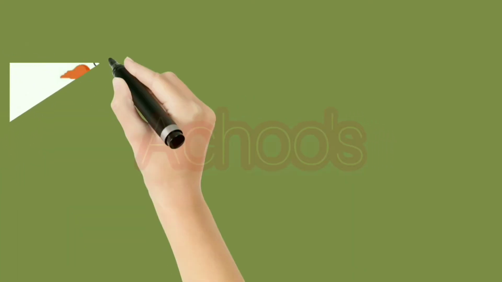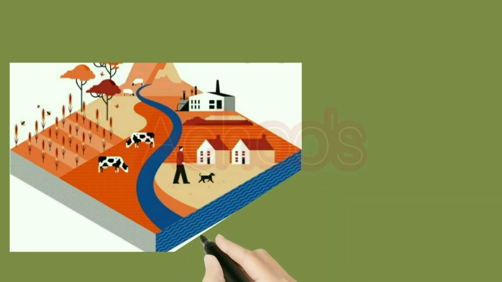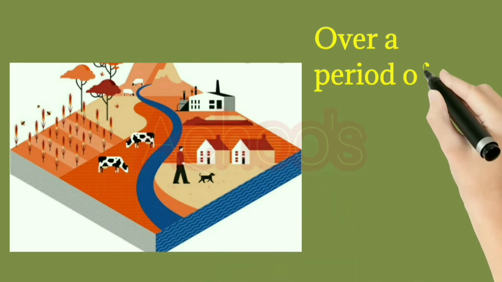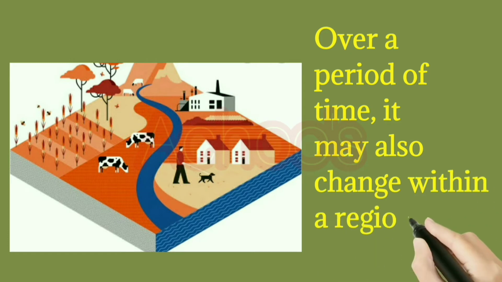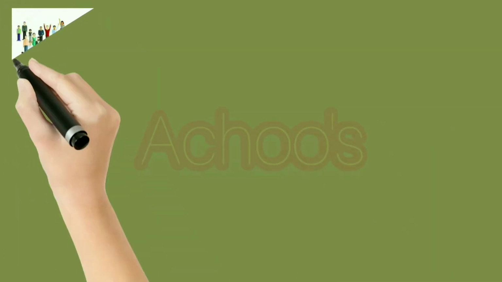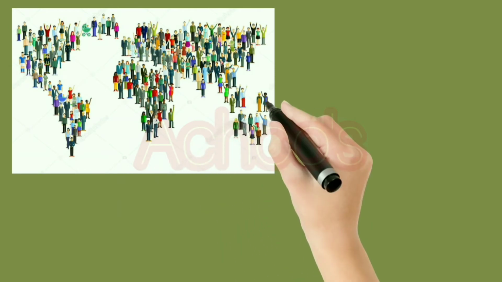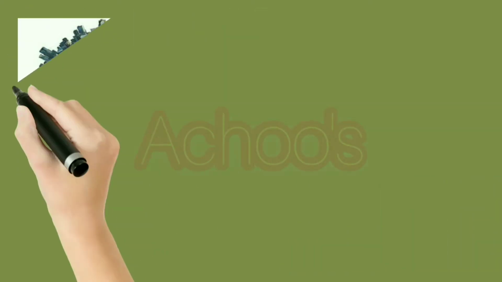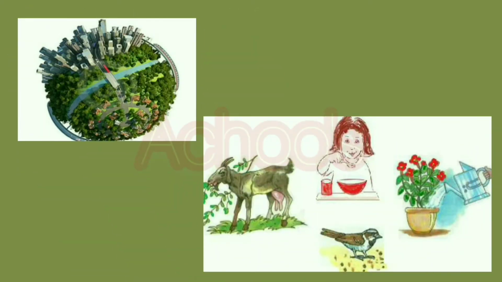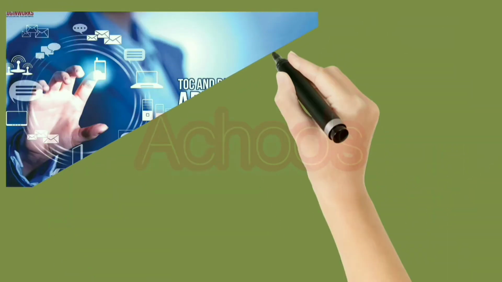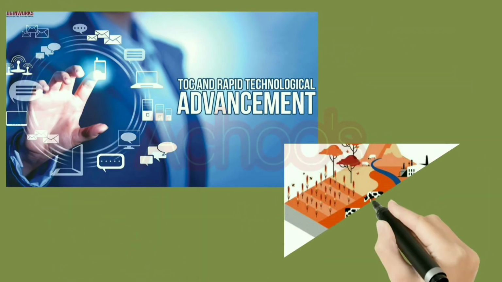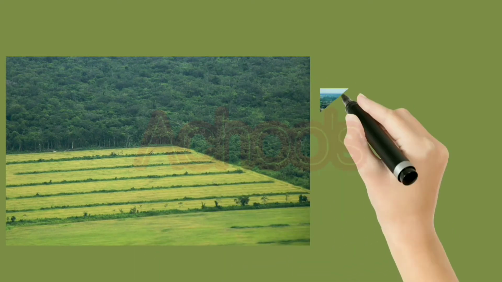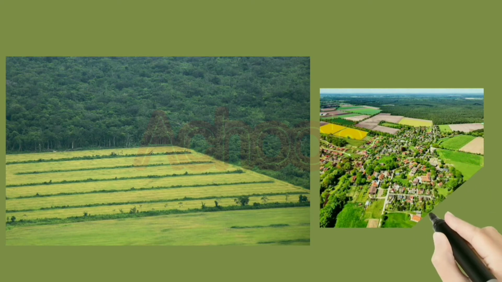Do you know children, the pattern of land use is not same everywhere. It may vary from one region to another. Over a period of time, it may also change within a region. Why is this happening? This is because of the growing population. Our needs, demands and wants are also increasing. For example, growing need for clean water and food, technological advancements, etc. So because of this, there is an increase in pressure on land resources the world over. For example, nowadays the forest areas are also being transformed into agricultural land. Why? To meet the demands of the humans.